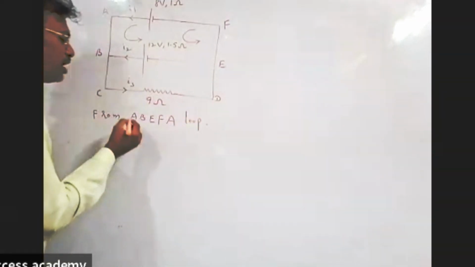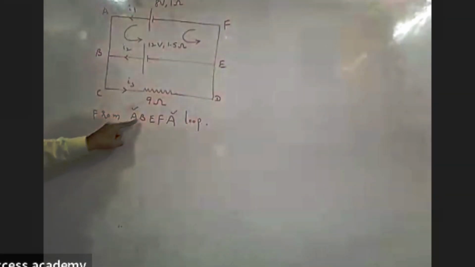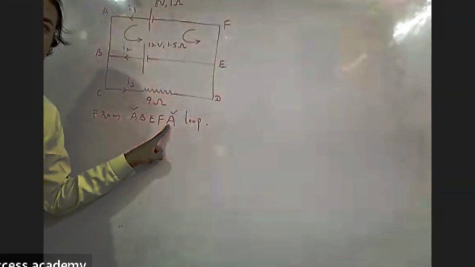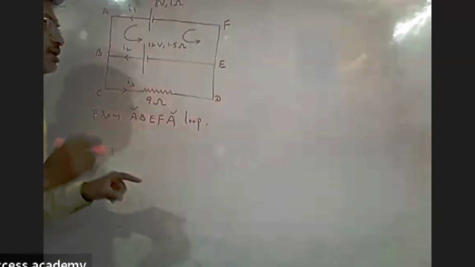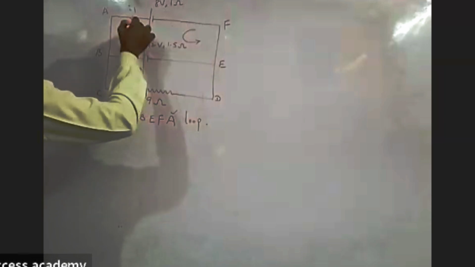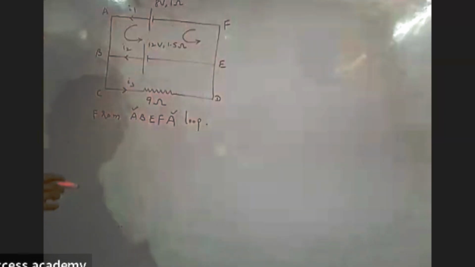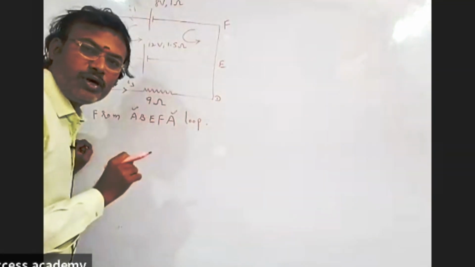So loop means from where you started, again need to reach the same point. You started from A and reached A also. It means the loop is completed. The circuit is completed like this. So this direction is anti-clockwise direction. Are you following, ma?